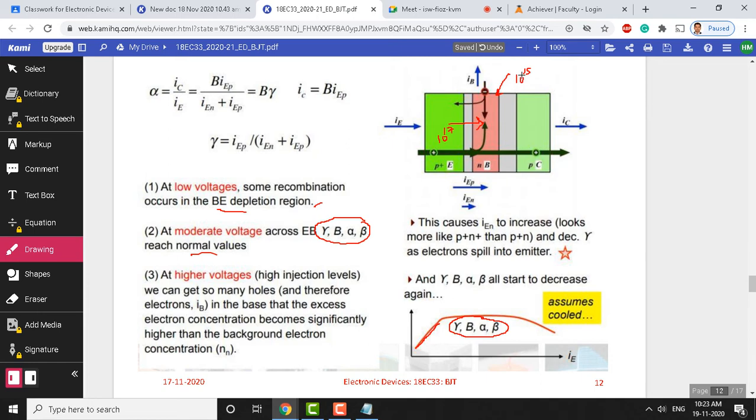Therefore, neutrality is not maintained in this region, because of the difference in the doping of the emitter and the base region. Since there is no neutrality, these values keep decreasing. The base current is very small, and to have neutrality for this type of doping level, we expect a transistor of this sort.